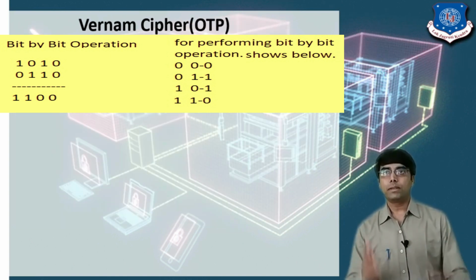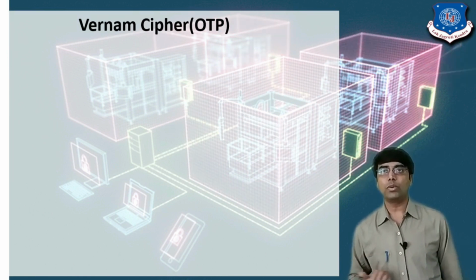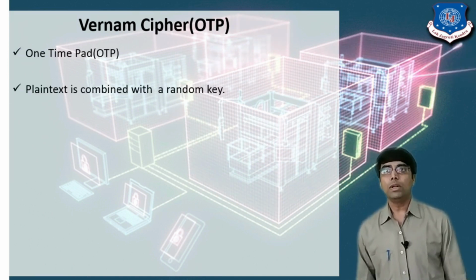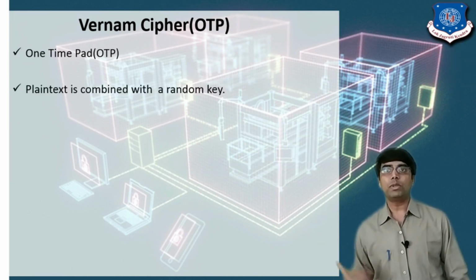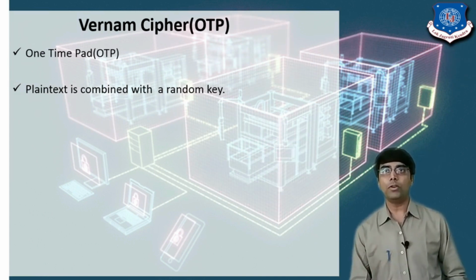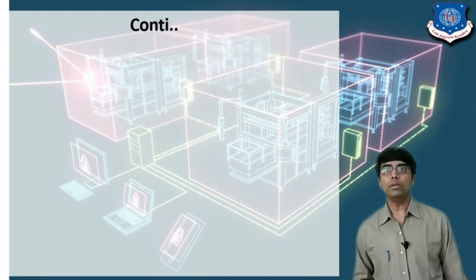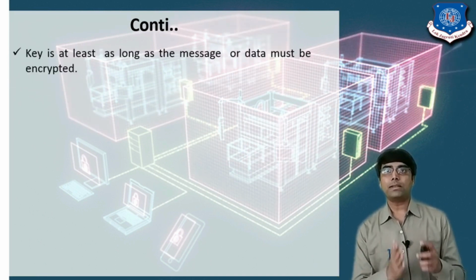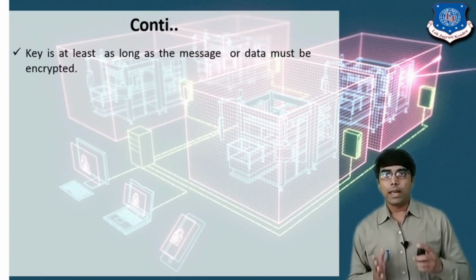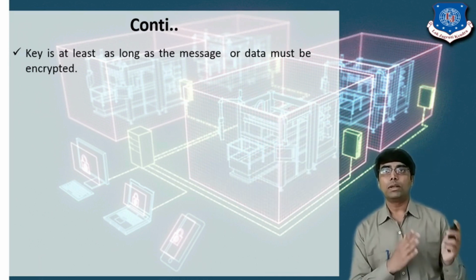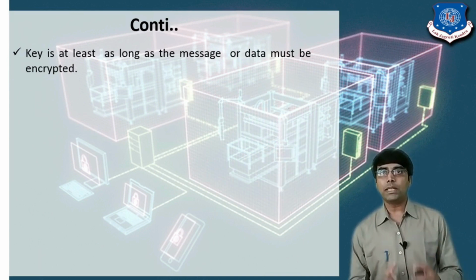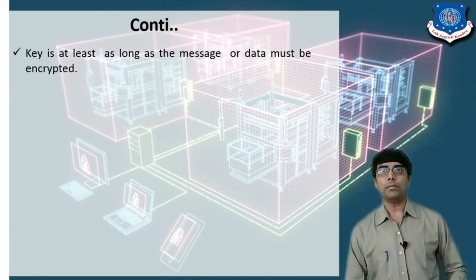Now let's see the second technique, also called the one-time pad, or OTP. Here the plaintext is combined with a random key. There are a number of keys, and each time the value of the key will be different. The key must be at least as long as the message or data to be encrypted. It means that the length of the key should be equal to the length of the plaintext message.